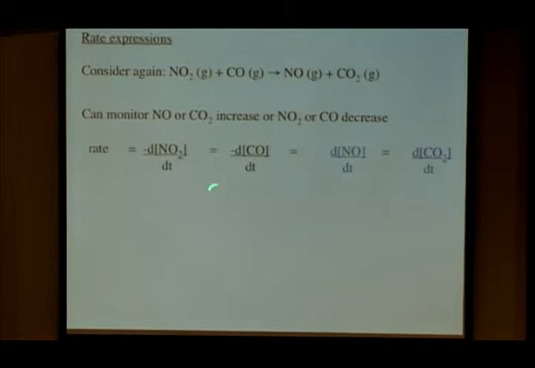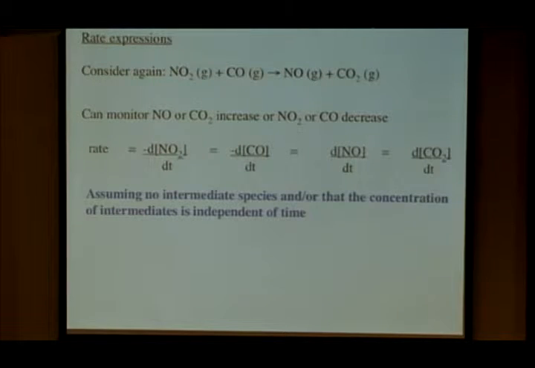So this would be a rate expression, and these would all be equal to each other if we make the following assumption. We're going to make the assumption here that there is no intermediate species that's being formed, or that if there are intermediate species, that their change in concentration is independent of time. So if there was some other really complicated thing going on here, then those rates may not be equal. We might have something else in the mechanism that would cause one thing to disappear a lot faster than something else is being formed. But these should all be equal if you assume no intermediate species or make assumptions about those intermediate species.